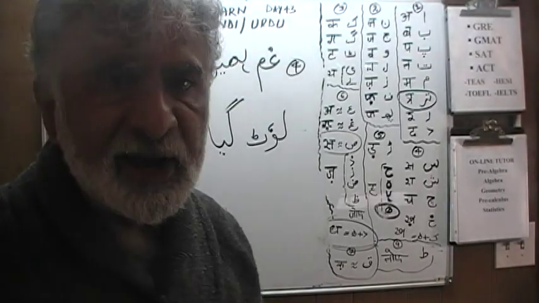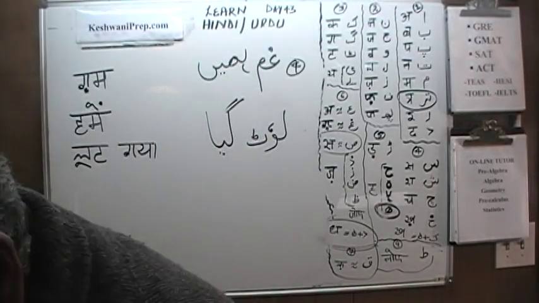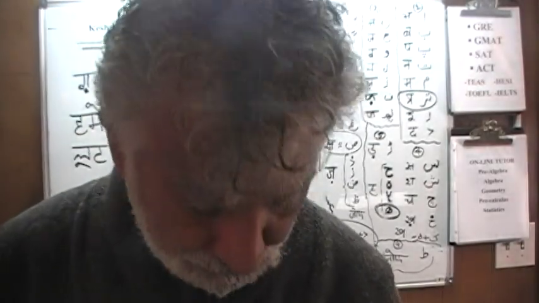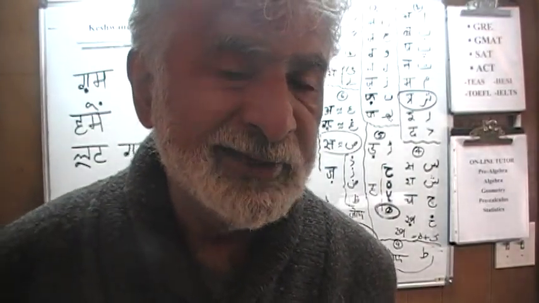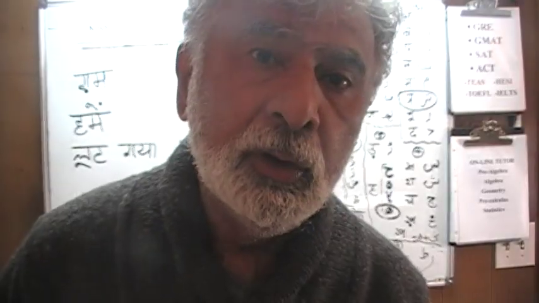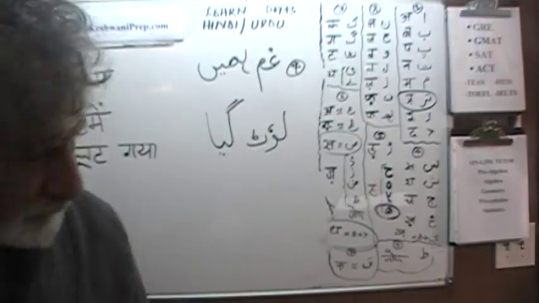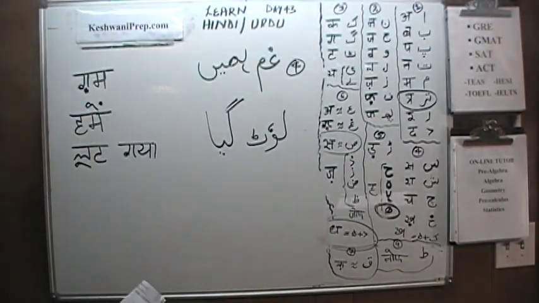The sorrow, the sadness, looted me. Loot is the same word in English. It looted me, it plundered me, it destroyed me. The gum, the sadness, the sorrow, looted me, plundered me. Let's look at the next line. Gum hame loot gaya.